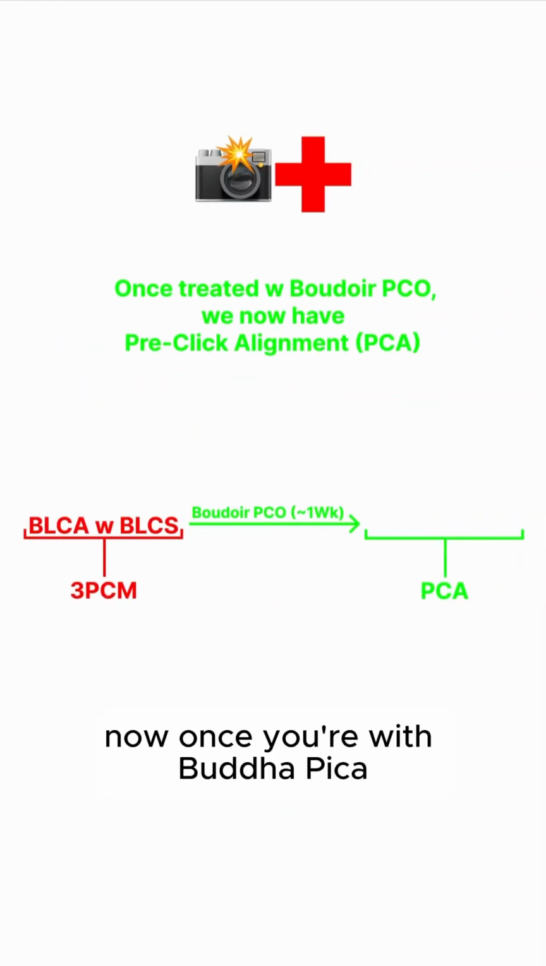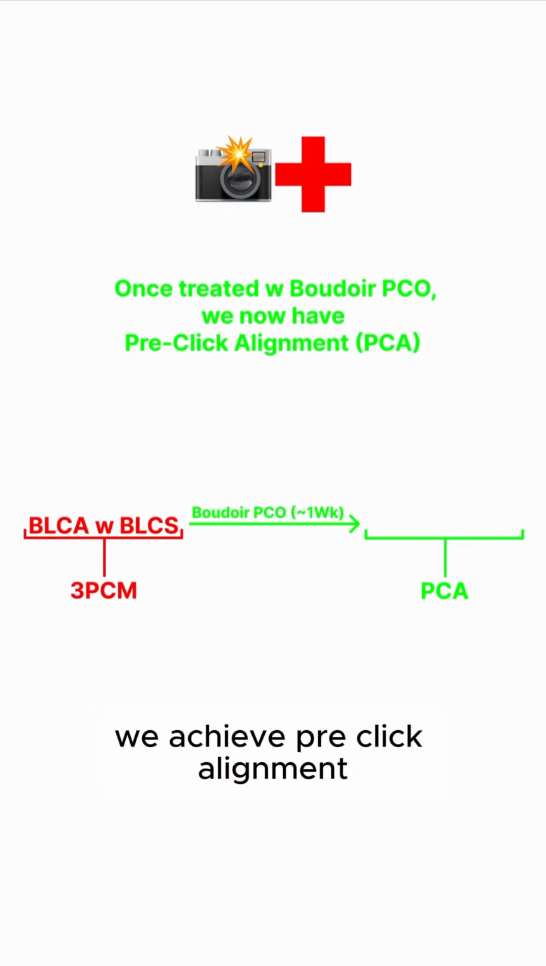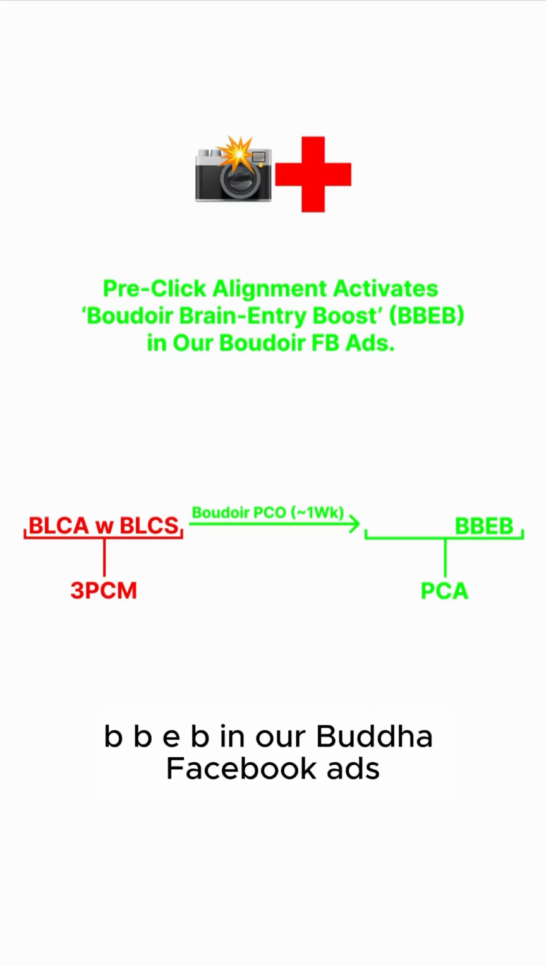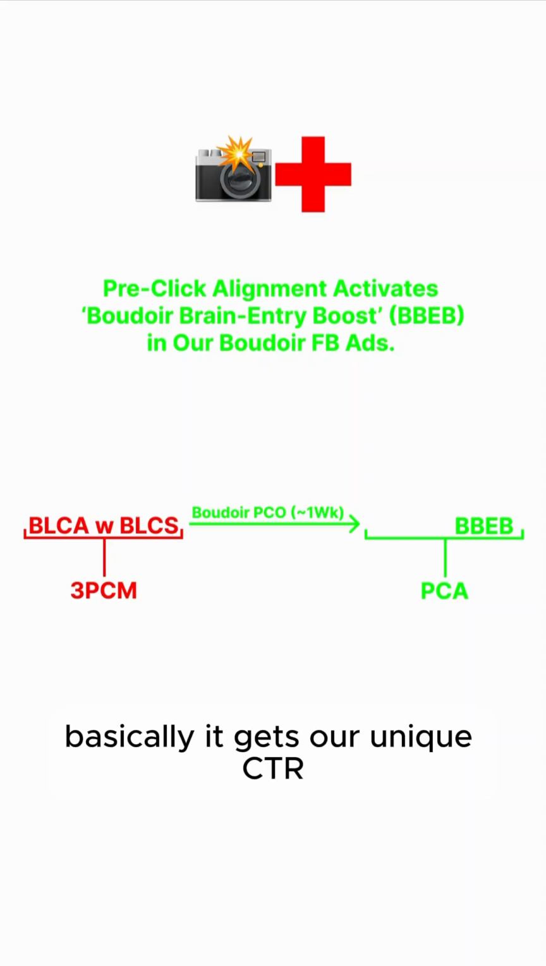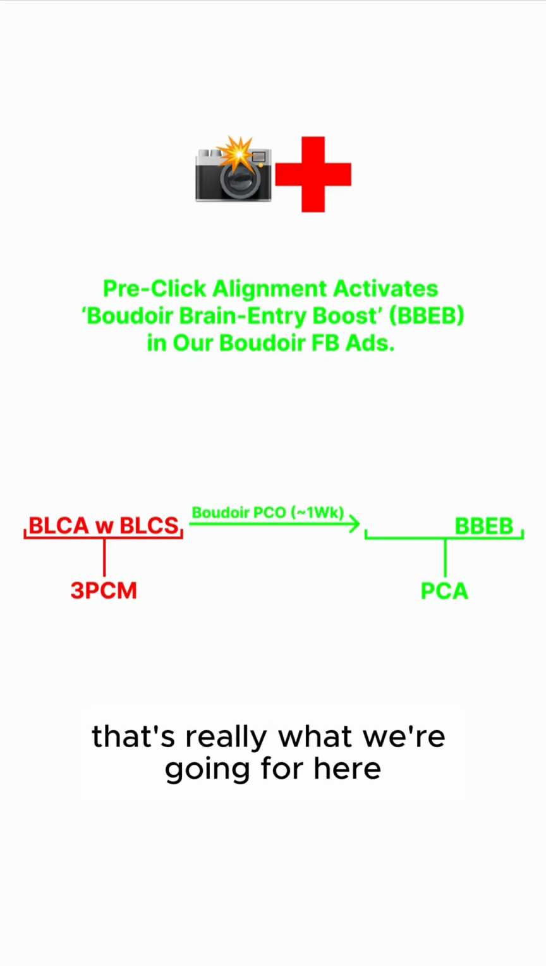Now, once treated with Boudoir Pico, we now have pre-click alignment. So we got rid of the 3 pre-click mistakes. We achieve pre-click alignment, and pre-click alignment activates Boudoir Brain Entry Boost, BBEB, in our Boudoir Facebook ads. Basically, our unique CTR is now above 6%. That's really what we're going for here.